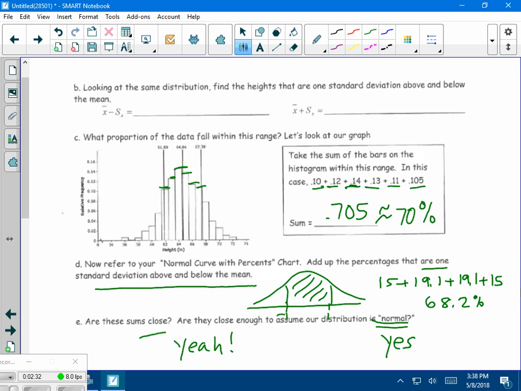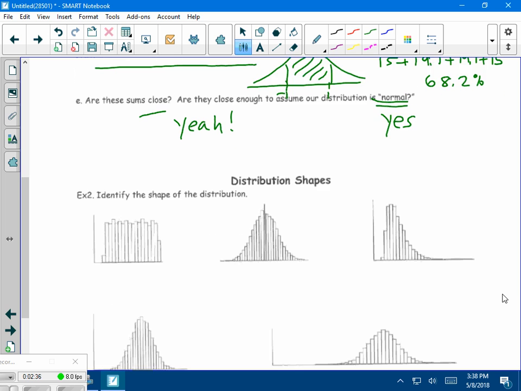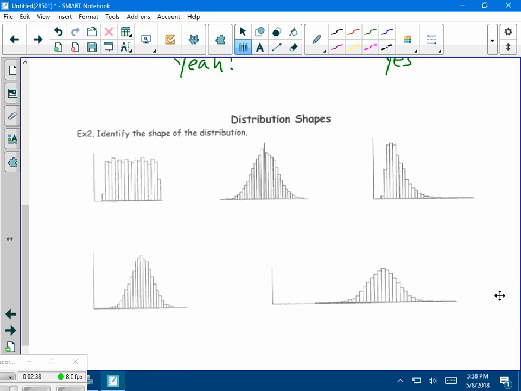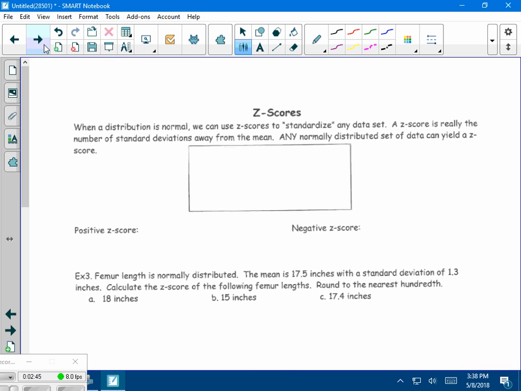So the bottom of this is just some practice in identifying the different shapes. So that's the stuff that we had talked about yesterday. Does it fit normal distribution? Is it skewed? Is it a uniform distribution? I'm going to jump right over those to talk about what's on the next page here.